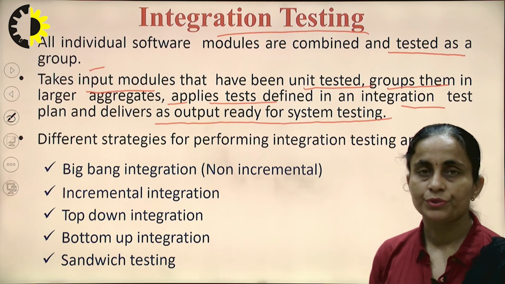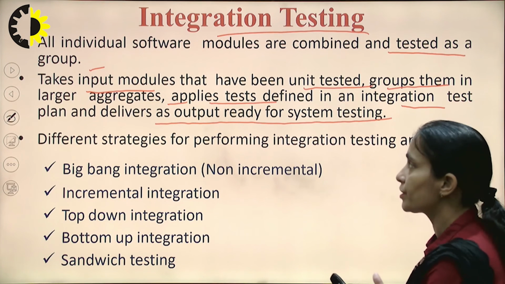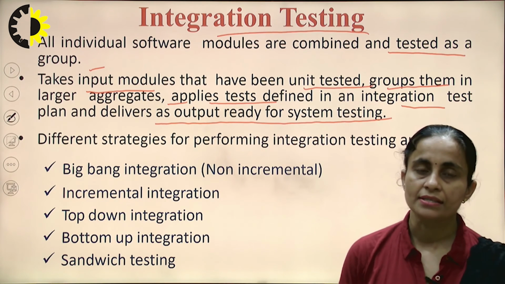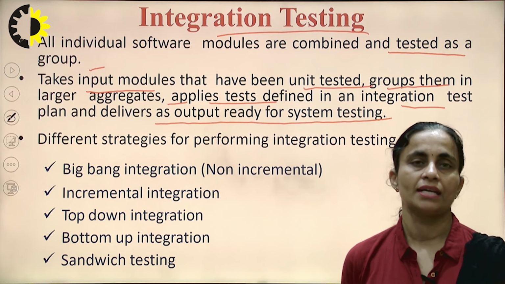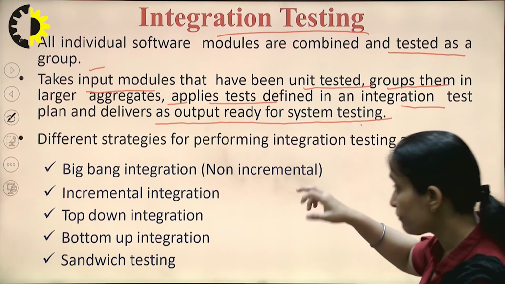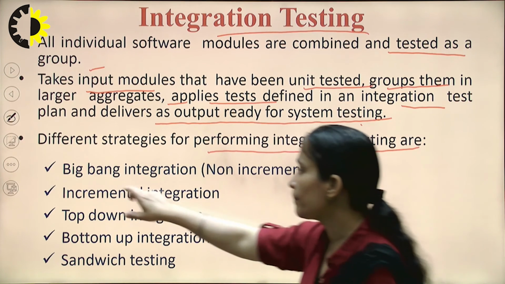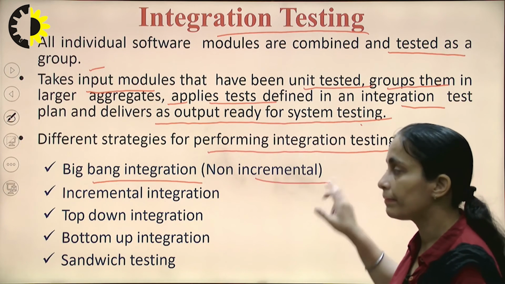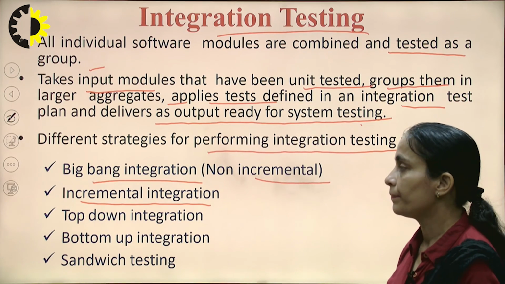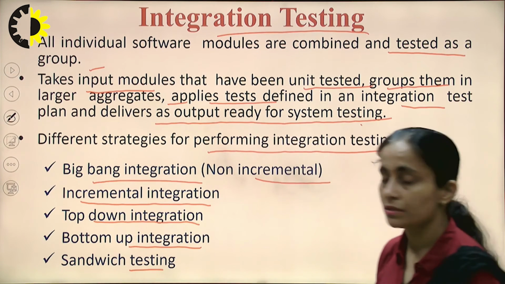After performing unit testing, I will be making the different modules and performing the integration testing. So, the integration testing gets input from the unit testing, and the output of this integration testing will serve as the input for my system testing. There are different strategies for performing this integration testing. One of them is the Big Bang integration, that is a non-incremental approach. Then I may perform incremental integration. Next can be top-down integration, then bottom-up integration, and the last one is sandwich testing.